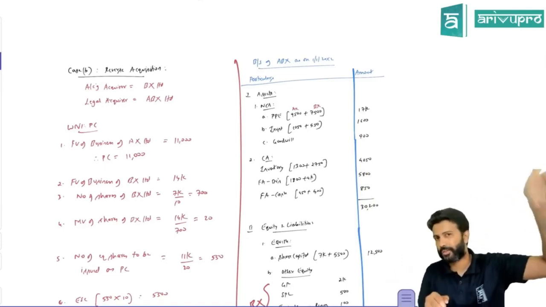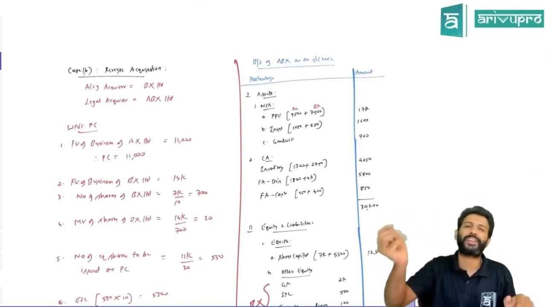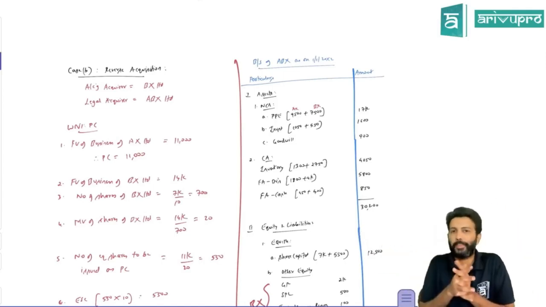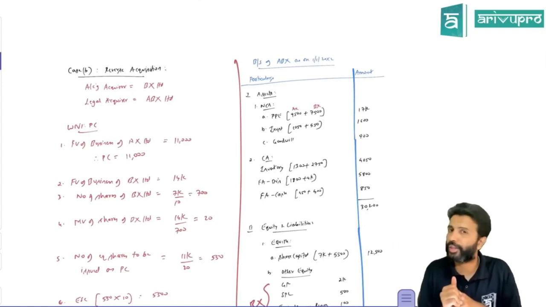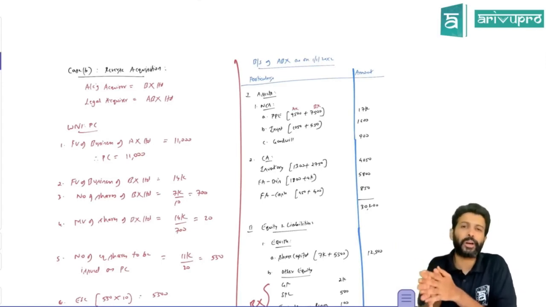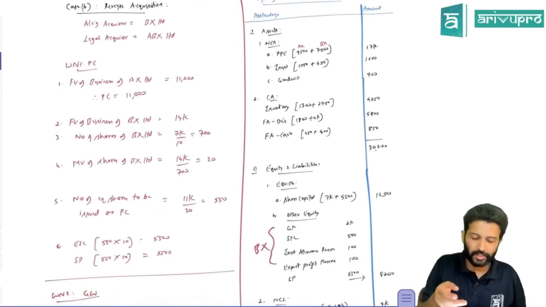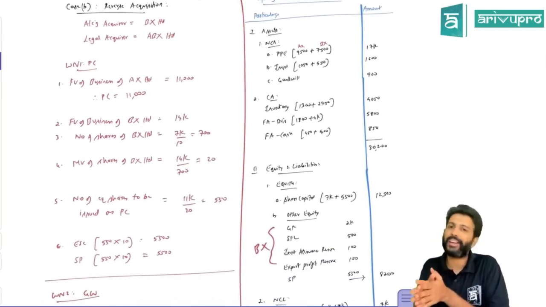Total worth of all the shares was 14,000 and the total number of shares is 700, which means the worth or market price of one share is 20. So this 11,000 will be discharged by BX by issuing shares at an issue price of 20. So shares are issued at a premium, but share capital will always be shown at face value. So the number of shares will be 11,000 divided by 20, which is 550.